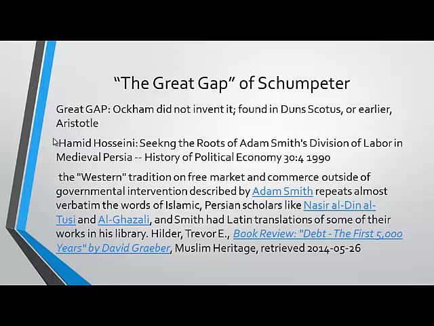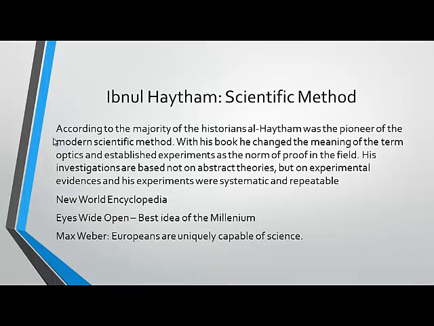So there is this great gap invented by the West, that the Greeks had thoughts, and then for 1,000 years people stopped thinking, and then again in Europe they started thinking in the Enlightenment. Now, Ibnul Haytham was actually the one who invented the scientific method, although the West claims that they are the exclusive owners. Max Weber, sociologist, intelligent, learned man, says that Europeans are uniquely capable of science. Other black people can't even think about science.